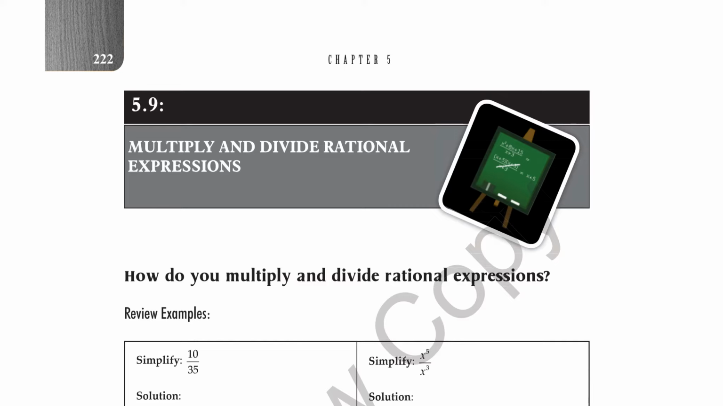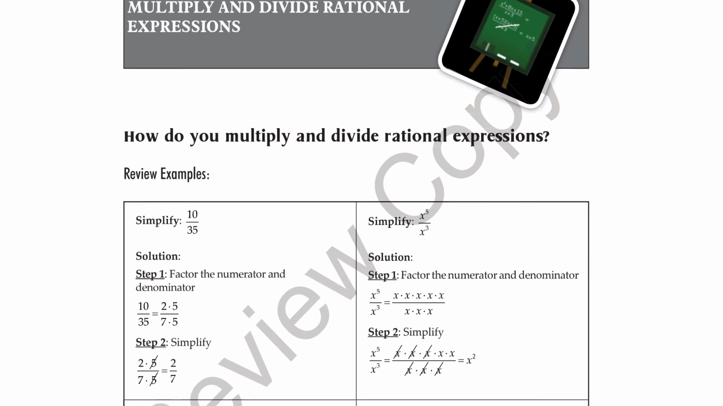Okay, we're going to first talk about simplifying rational expressions. And a rational expression is just a fancy word for a fraction. So we're going to simplify a simple fraction, 10 over 35. And I'm just going to direct you to look here. If you factor the numerator, it becomes 2 times 5. The denominator becomes 7 times 5. And then you can cancel factors that match, and you end up with a simplified fraction of 2 over 7.